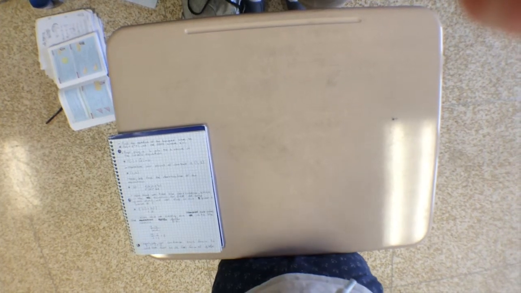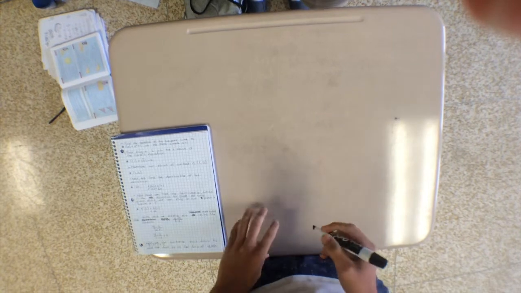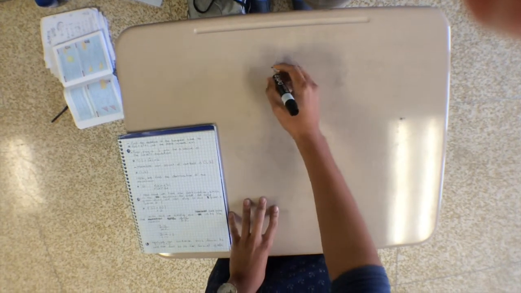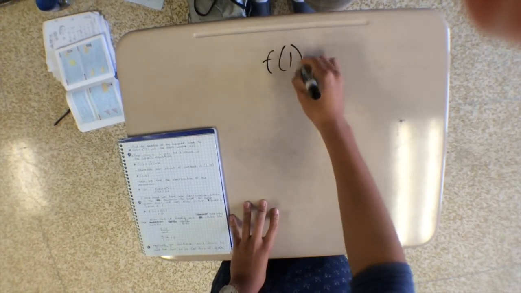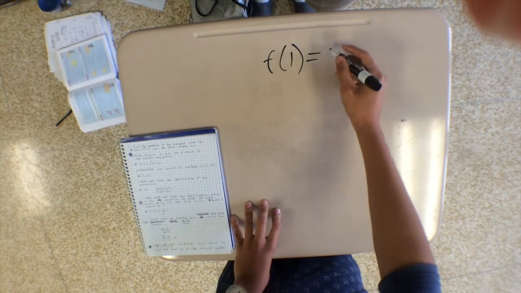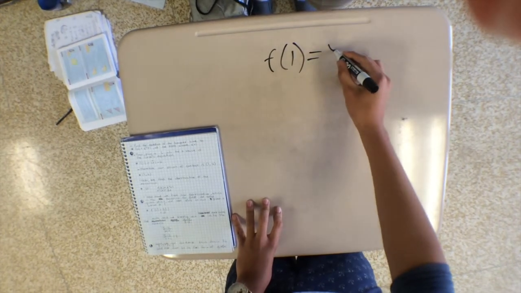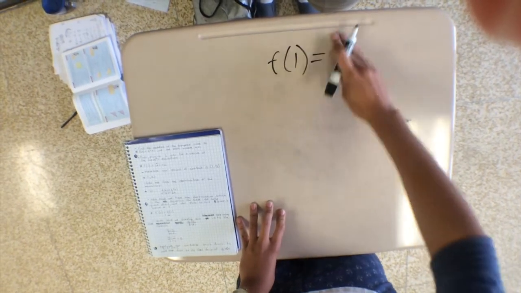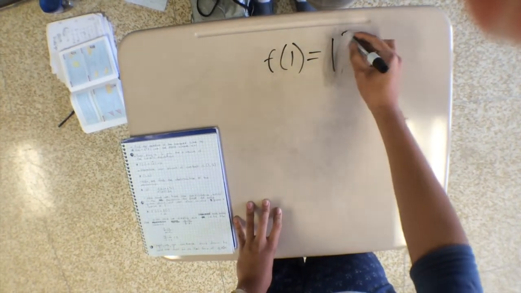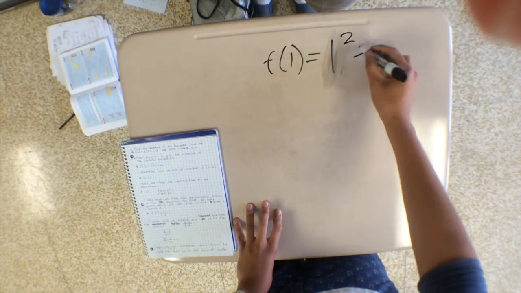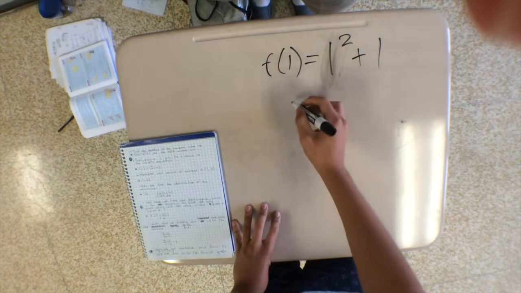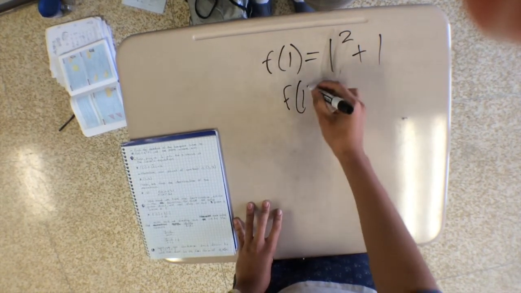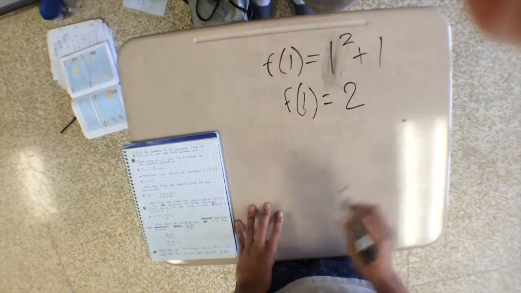Alright, so first let's plug in 1 into the x value of our equation. So that'll give us f of 1 equals 1 squared plus 1. Alright, so we can condense this down to f of 1 equals 2.